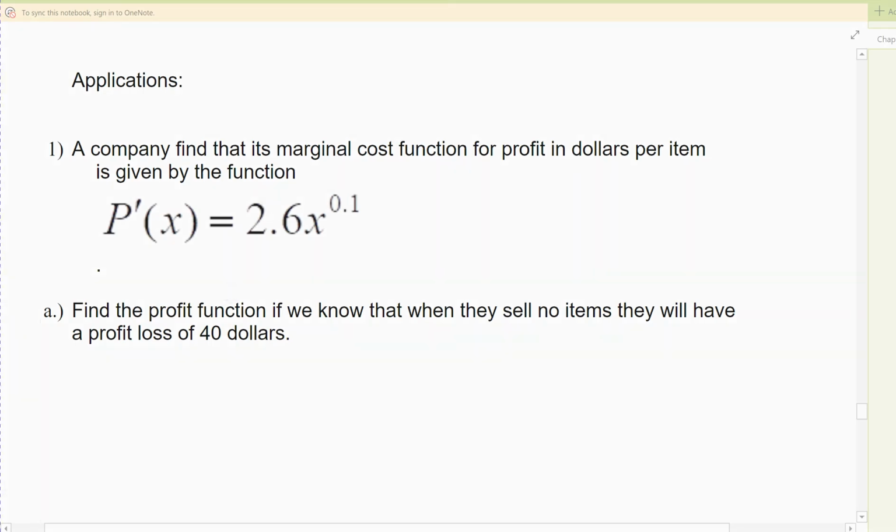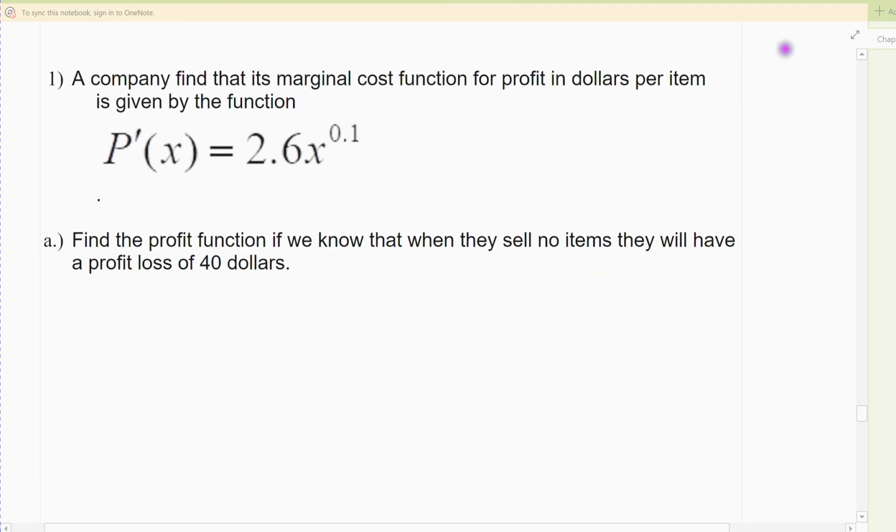Applications of initial value problems, where we're given a derivative and some initial information about our function, and we work backwards to find the original. Alright, so the first application is a profit example.